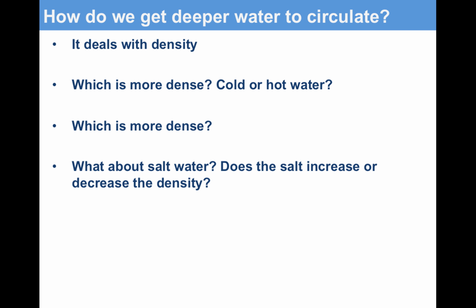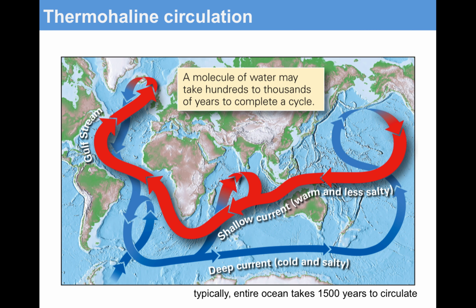Warm water stays relatively towards the top. All right. This is called thermohaline circulation. Thermo means heat. Haline means salt. So the water in the oceans is circulating based on heat and salt. A single molecule of water can take hundreds to thousands of years to complete a cycle. All right? So the entire ocean takes about 1,500 years to circulate if nothing weird is going on.